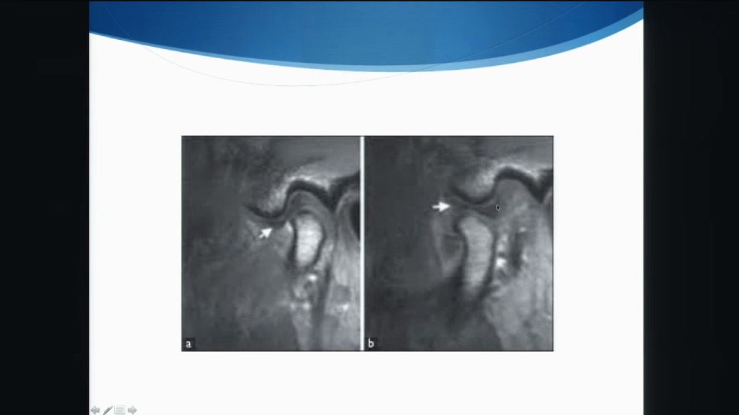Here it is, the same disc, but in a mouth that is wider open, and you could see that the disc is moved forward in relationship to this eminence. So again, this is a closed mouth, and this is an open mouth. And this is a normal position of the disc and normal position of the condyle.